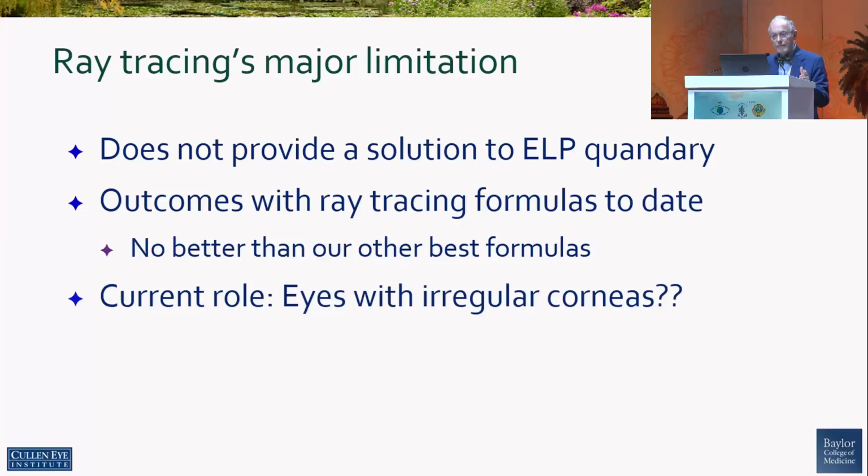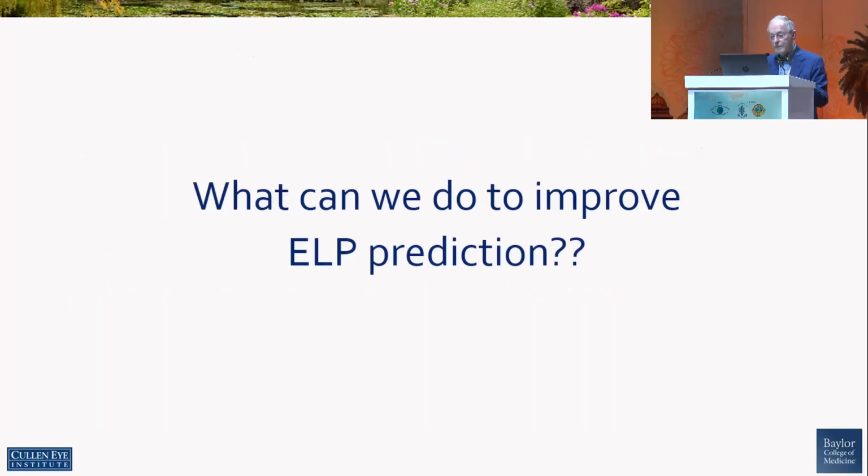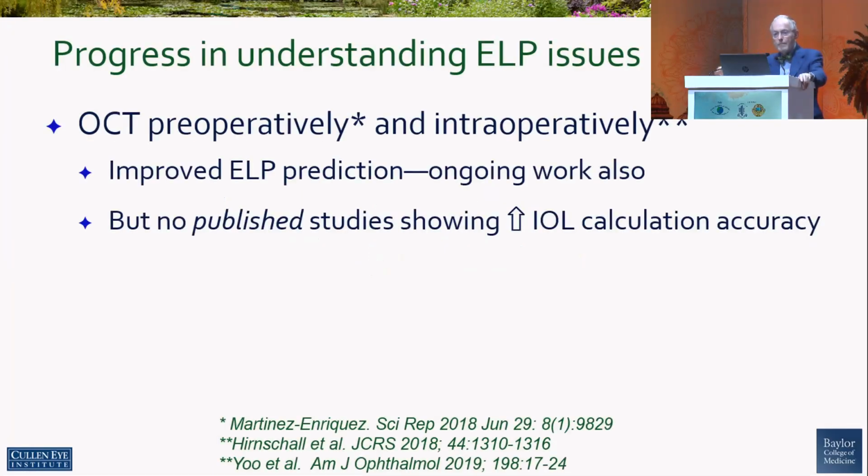And it's probably going to have a more useful role in eyes with irregular corneas, but the data to date don't suggest that that's come to pass. So what do we do about predicting the ELP? Can we be more accurate? People have used OCT either preoperatively or intraoperatively to try to look at the lens equator and use that and some anatomical features of the lens capsule itself to improve the ELP prediction. And some of these studies have shown that the ELP prediction is a little bit better, but none of them in those studies have translated actually to more accurate IOL calculations.